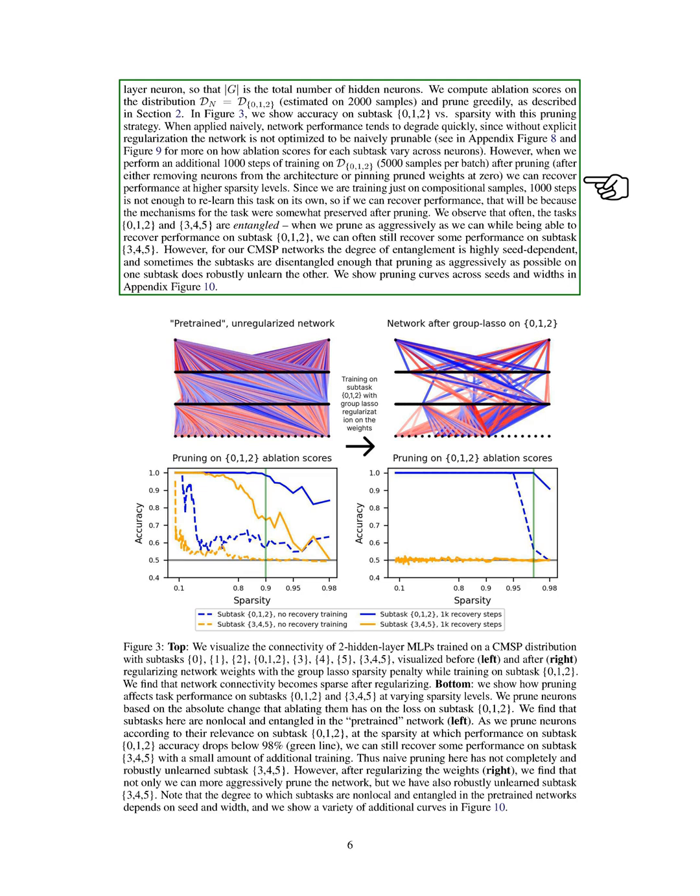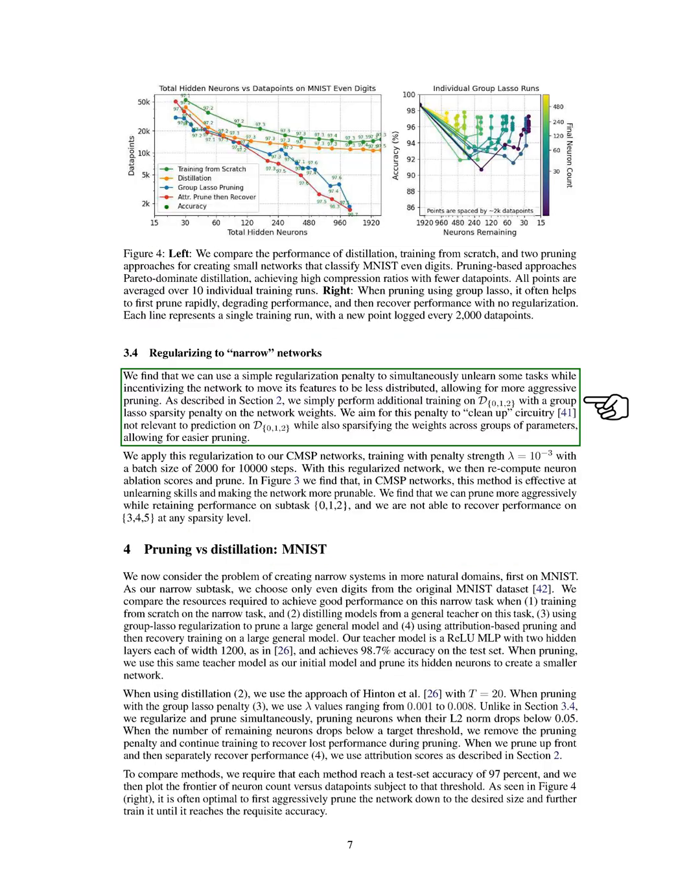We find that tasks 0, 1, 2, and 3, 4, 5 are often entangled, meaning aggressive pruning on one can still affect the other. The degree of this entanglement varies based on the initial conditions. To address this, we apply a regularization penalty that encourages the network to unlearn certain tasks while making its features less distributed, facilitating more aggressive pruning. We implement this by training with a group lasso sparsity penalty on the network weights.